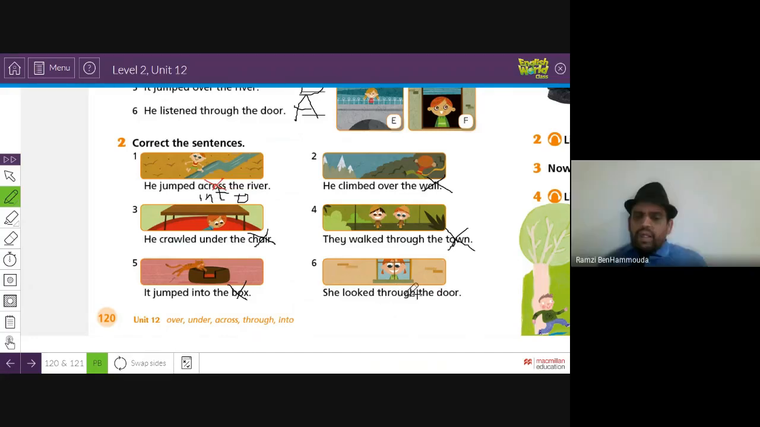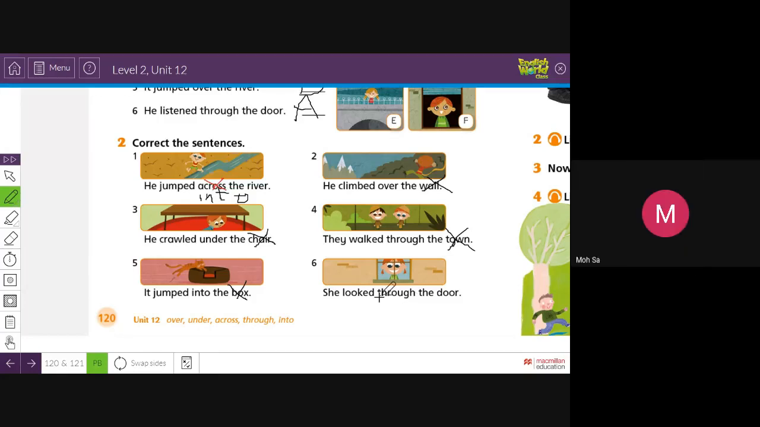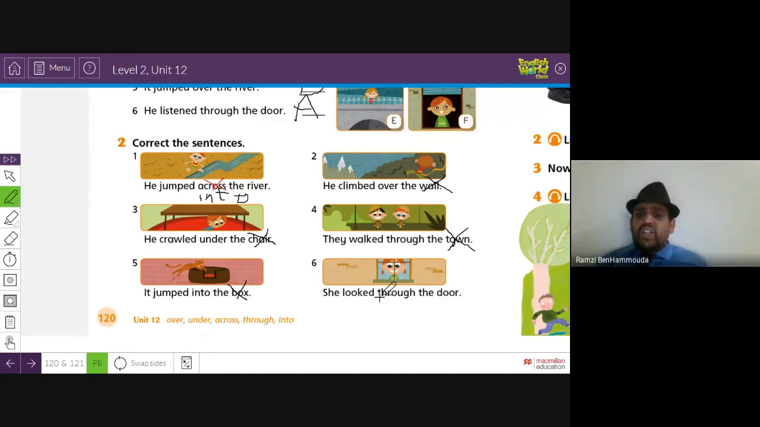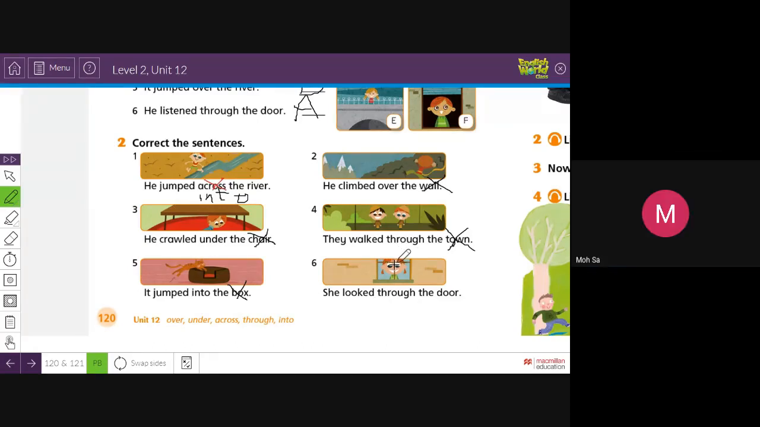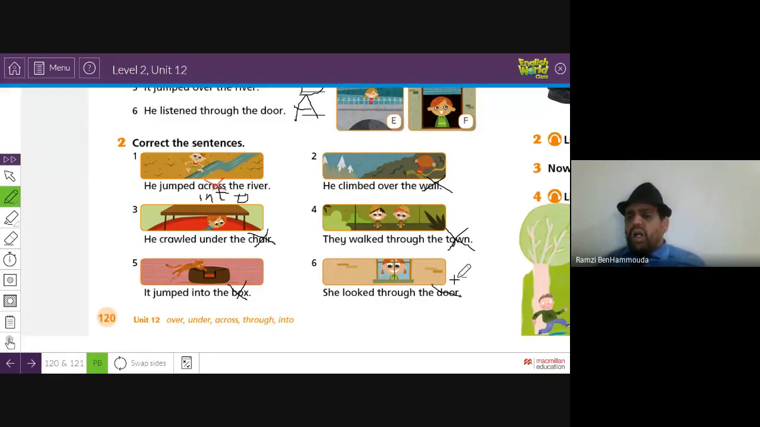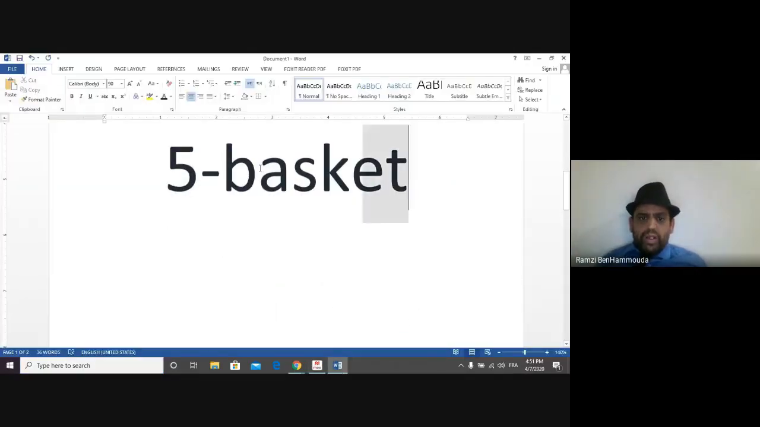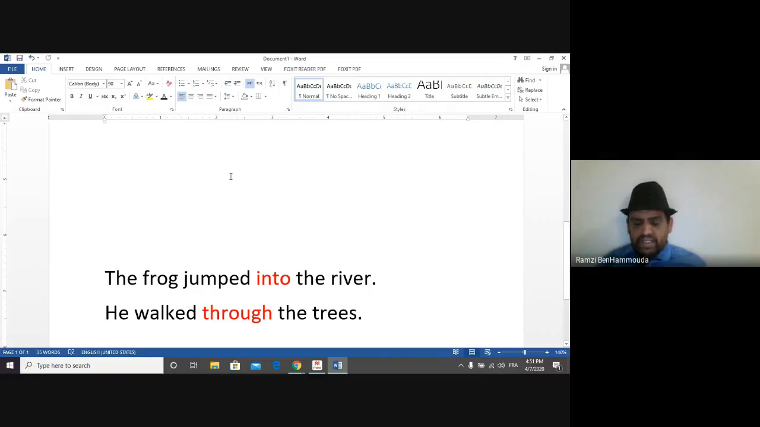Okay. She looked through the door. Okay, is this a door, Muhammad Sherry? No, this is the window. Excellent. We block the word door, and we write instead window. We write window, number six.